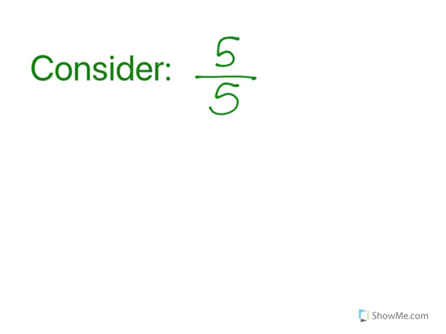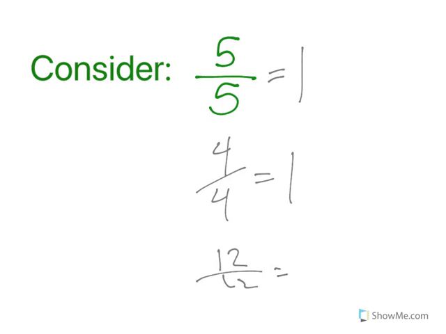The zero exponent rule. Now this one sometimes is troubling for people, so I want to go through this. So let's just think about 5 over 5. Well, what's anything divided by itself? Well, 5 divided by 5 is 1. I know that. 4 divided by 4 is 1. 12 divided by 12 is 1. Anything divided by itself is 1.